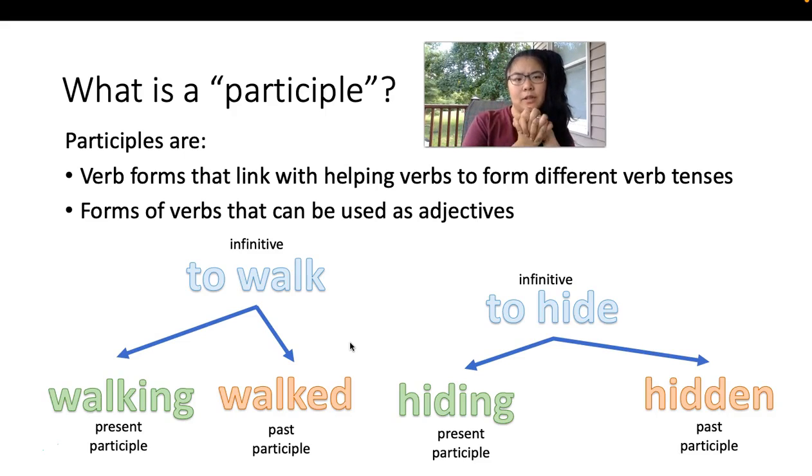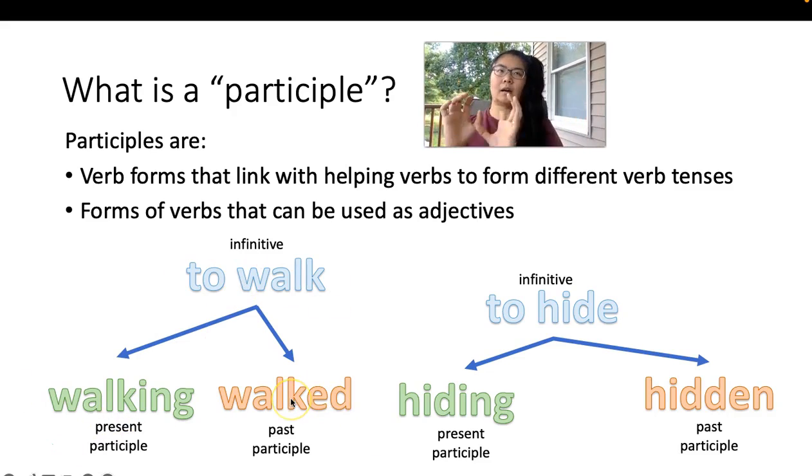So just as a review, participle: a verb form that allows us to link the helping verb to different verb tenses. So think of the slight change in the verb, like walk to walking, or walked. Just making the verb into the right shape to fit with the right helping verb to express what you need, kind of like puzzle pieces. And then also forms of verbs that can be used as different parts of speech.